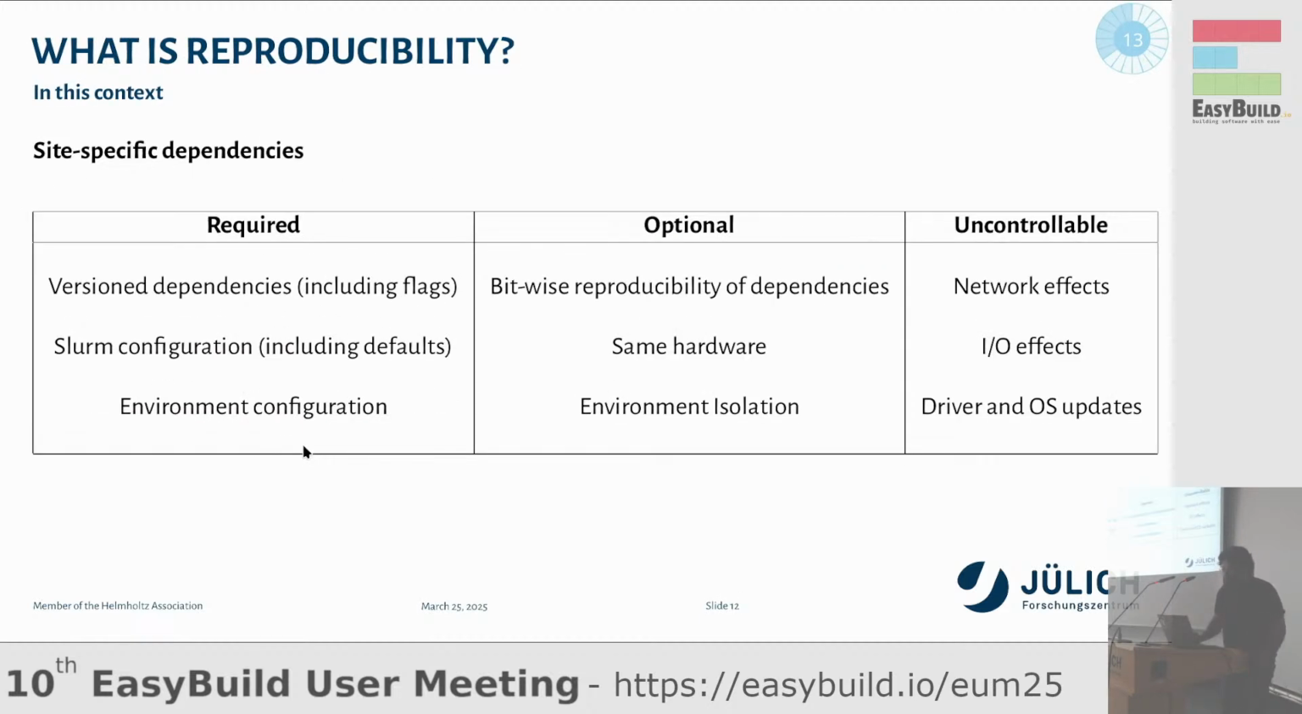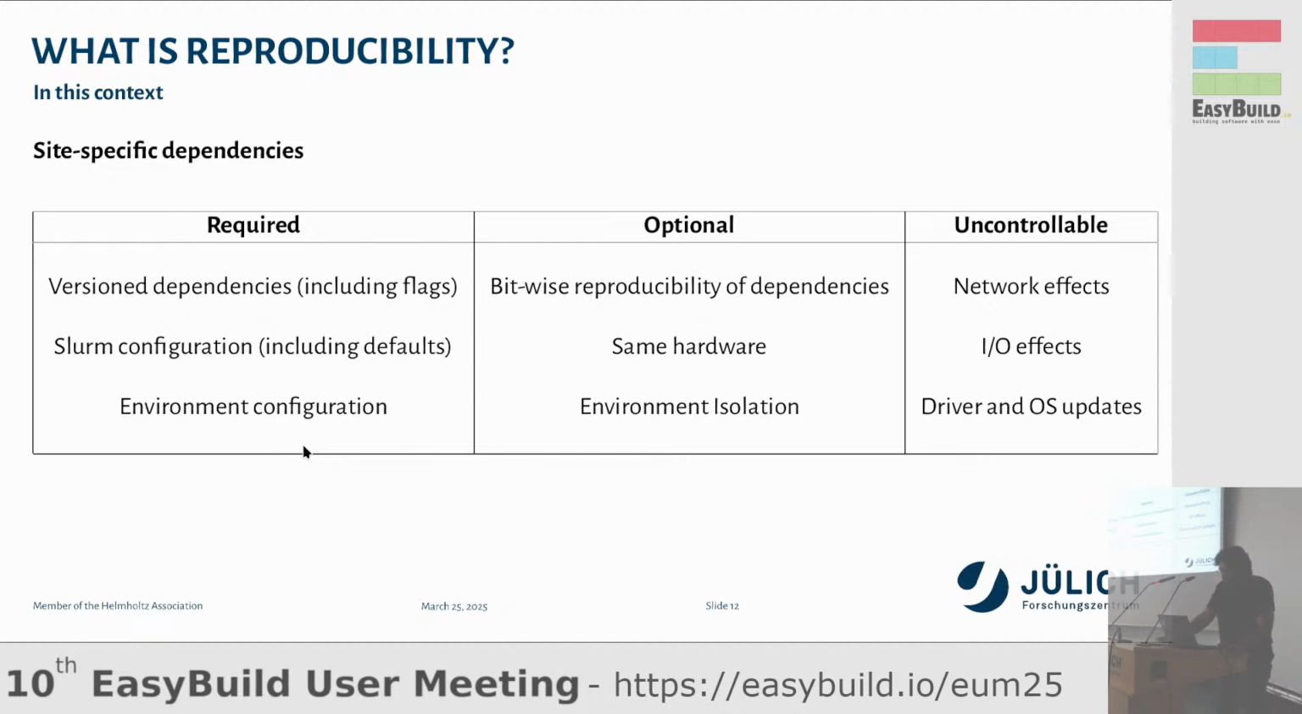And so as I talked about till now, I have emphasis on reproducibility, but what does it mean? In different cases it means a lot of different things, and what I mean here in this specific case is I have 3 columns: required, optional, and uncontrollable. So required is what we definitely need, optional is what would be nice to have or maybe needed in specific cases only, and uncontrollable is what we cannot control. It's very standard. So required is version dependencies, including the flags which the versions with dependencies were built with.